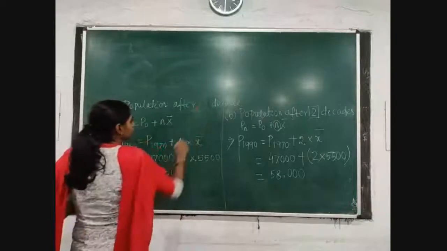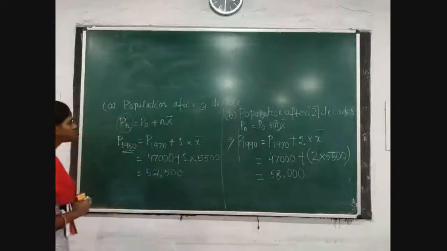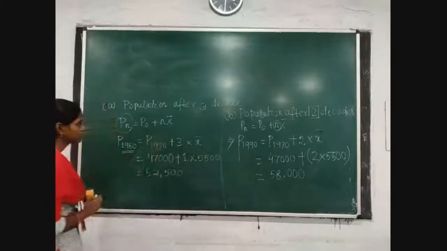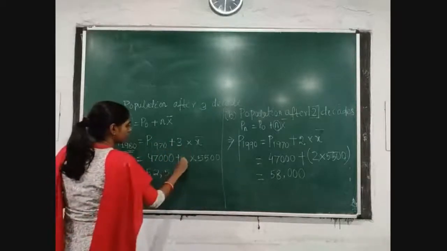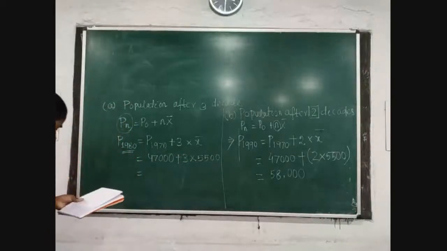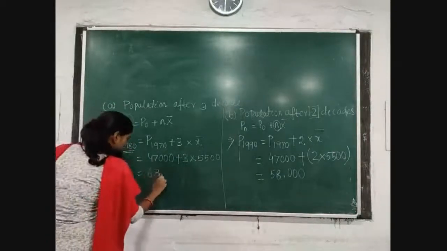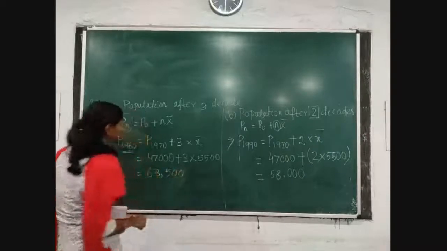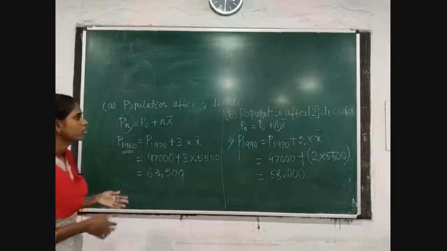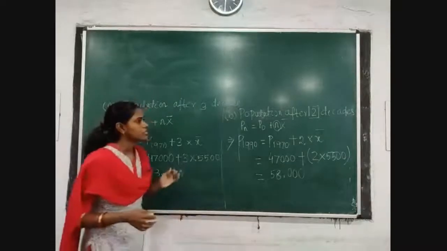Similarly, we will find the population after 3 decades. We simply put 3 in place of n, so the result will be 63,500. In this manner we can find the population in the next decades.